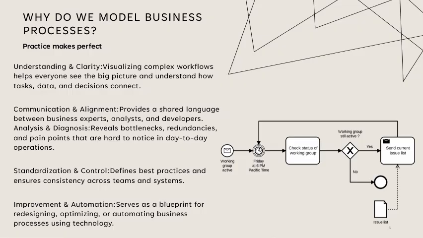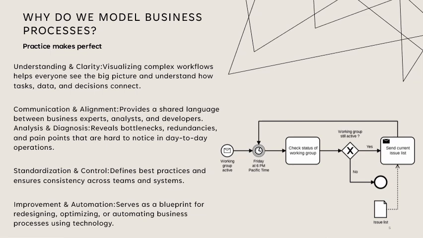So the first question we should always ask is why model a process at all? The main reason is understanding. In any organization, people often know their own task well, but rarely understand the entire flow from start to finish. A process model gives everyone that big picture view. Next is communication. It bridges the gap between the business and IT. A good model uses a standard visual language that both managers and developers can read and discuss.